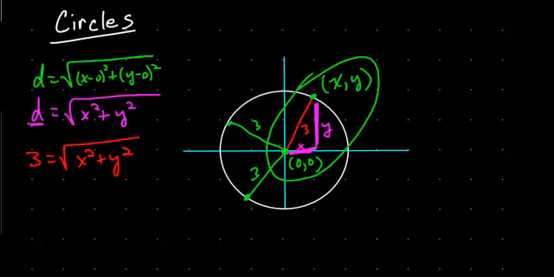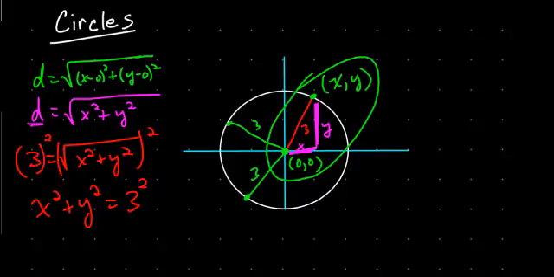And now if we square both sides to get rid of this radical, I'm going to get that x squared plus y squared equals 3 squared. And I want to leave it like that because all these circles at the origin are going to be of the form x squared plus y squared equals the radius r squared.